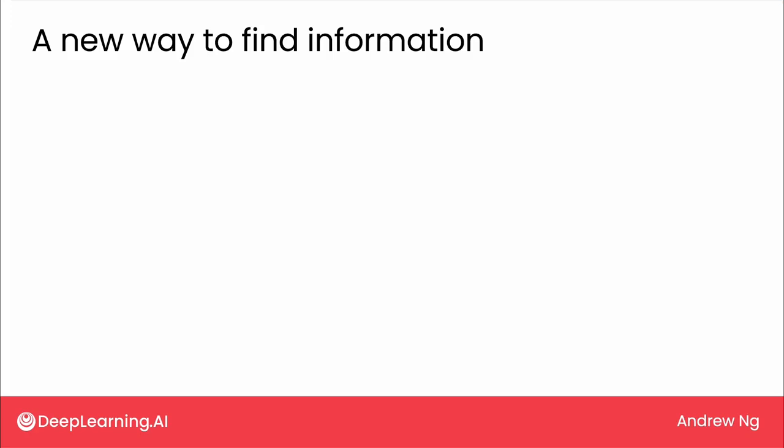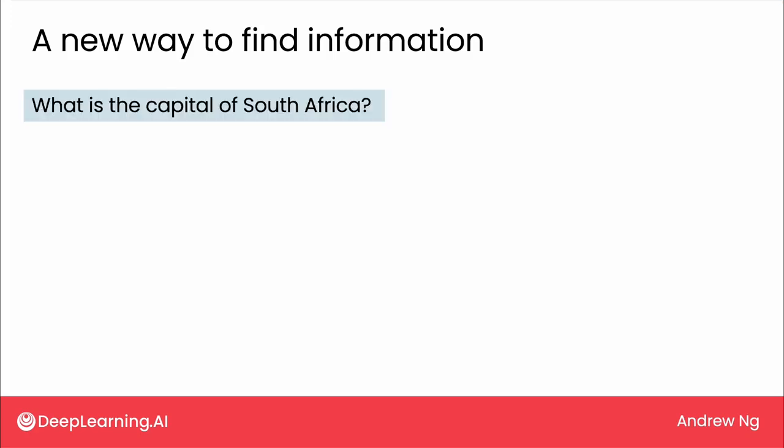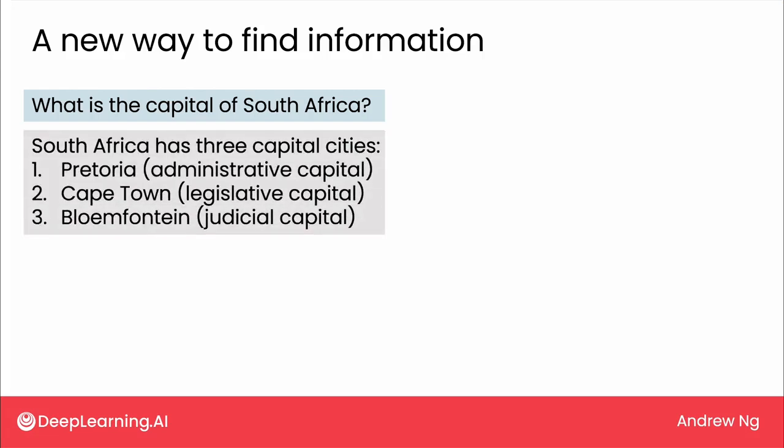LLMs are giving a new way to find information. For example, if you ask it what's the capital of South Africa, it may give a response like that. Now, as we'll see later, an LLM can sometimes make facts up. We call this hallucination. And so if you're really relying on getting the right answer to the question, it may be useful to double check the answer with an authoritative source before counting on it. But in this case, it does get the three capitals of South Africa right.